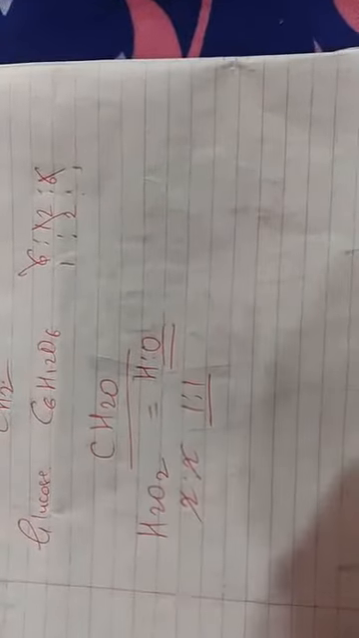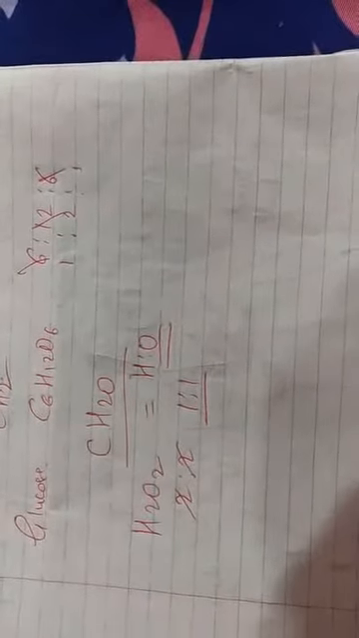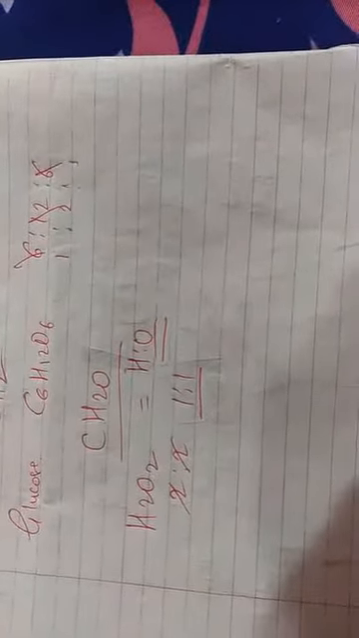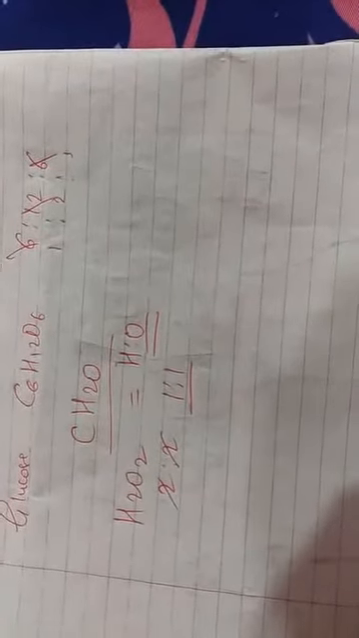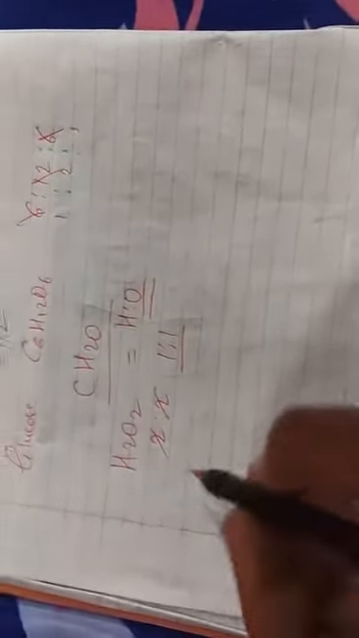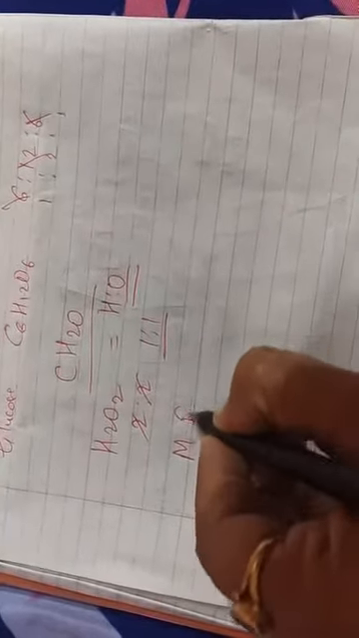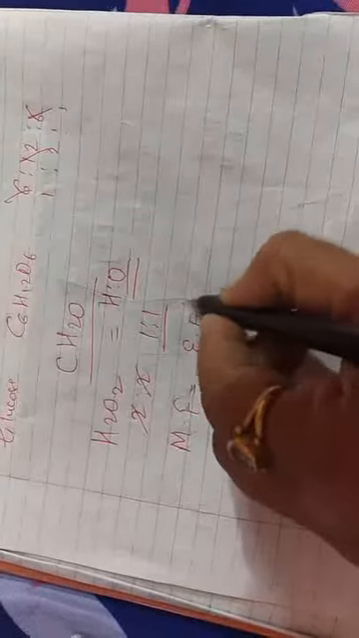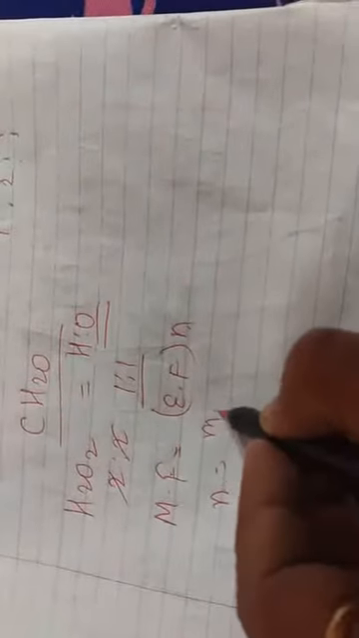Now the next point is how we can find out the molecular formula of any compound. For finding the molecular formula of a compound, we have to use some formulas. Suppose molecular formula is equal to n times the empirical formula. n of empirical formula means n will multiply the empirical formula. So how can we find n? n is nothing but molecular weight divided by empirical formula weight.